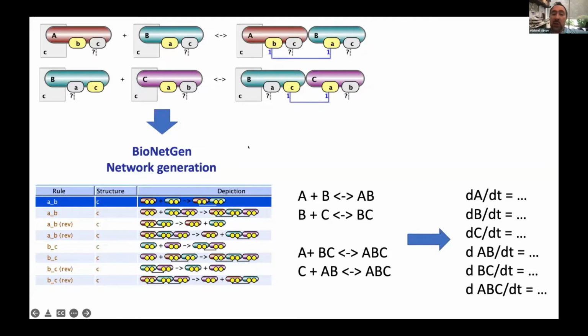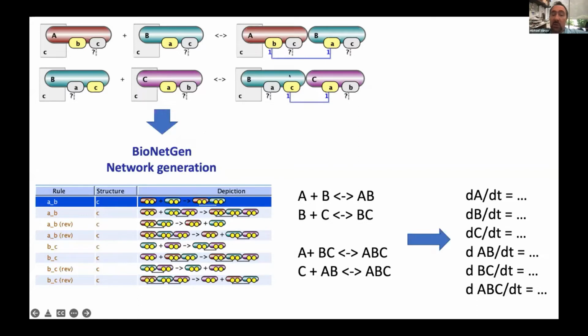Then there are 2 ways in Virtual Cell to deal with these 2 rules. First is network generation, when these 2 rules actually lead to 8 irreversible reactions. So it's A plus B, then it's A plus BC, because we have a BC formed here, B plus C. It's A plus BC goes to ABC, and it's C plus AB goes to ABC. So out of 2 rules, we have 4 reversible reactions. And this is what Virtual Cell does for you.